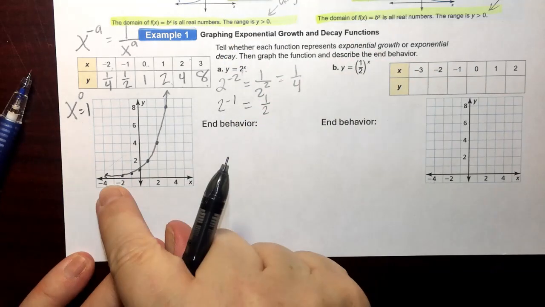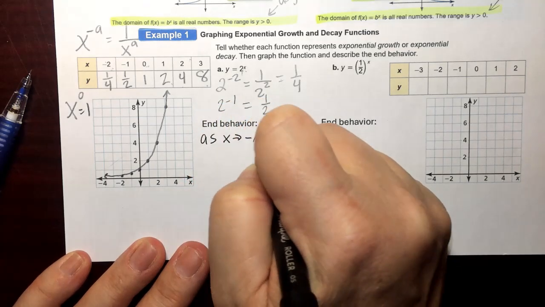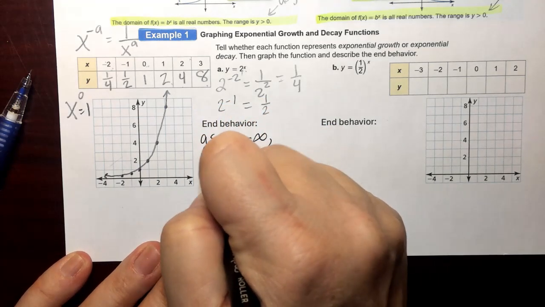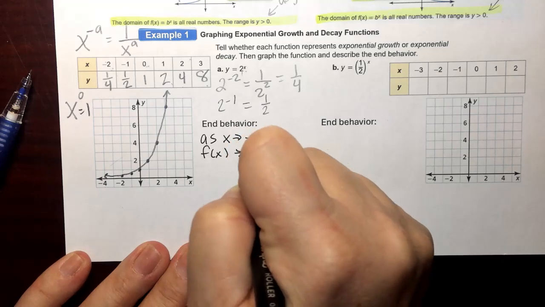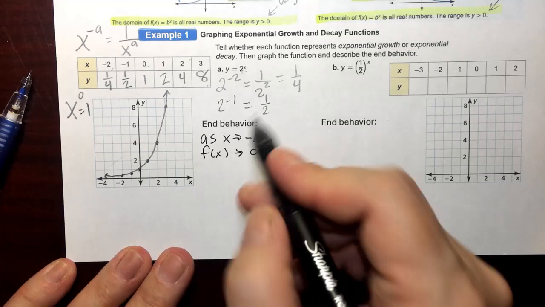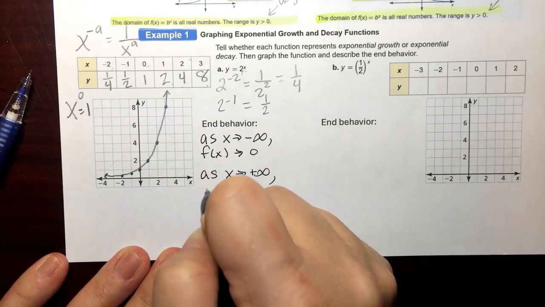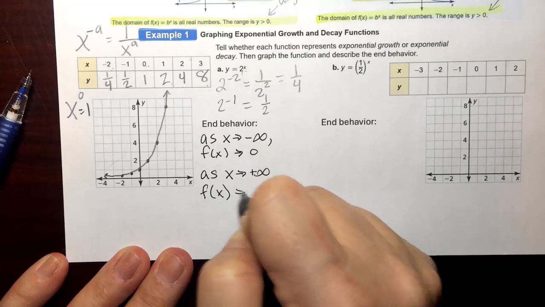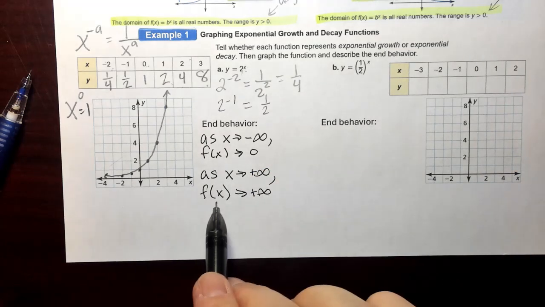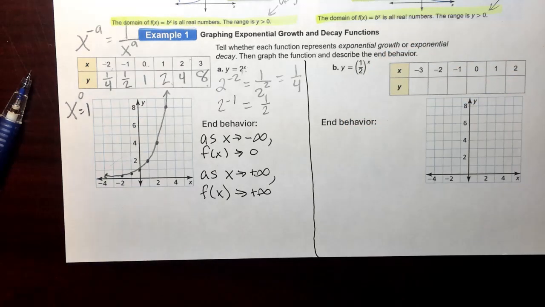So our left side is as x approaches -infinity, f of x is approaching 0, because that has our asymptote on this side. All right, and then as x approaches positive infinity, f of x also approaches positive infinity. And guys, remember, f of x, y, same thing. All right, I'm going to draw a line down there to separate those.